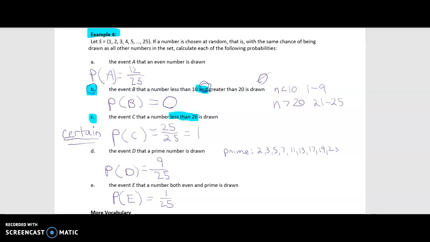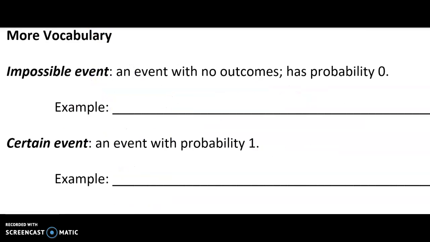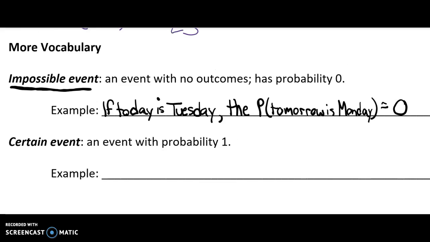Now, event B of drawing a number that is less than 10 and also greater than 20, that would be impossible. So an event that is impossible has a probability of 0. Other examples of an impossible event: if today is Tuesday, it's impossible that tomorrow is Monday, because Tuesday comes after Monday. If today is Tuesday, then the probability that tomorrow is Monday equals 0.